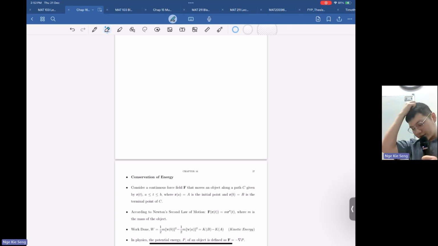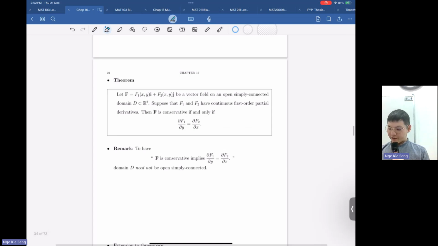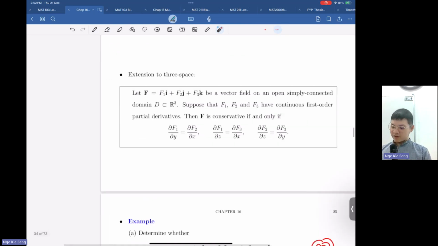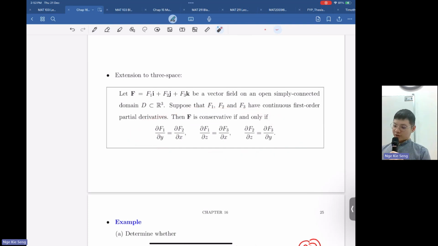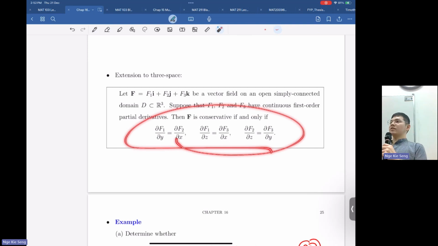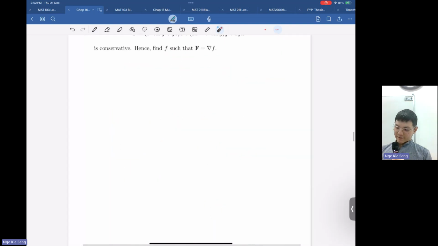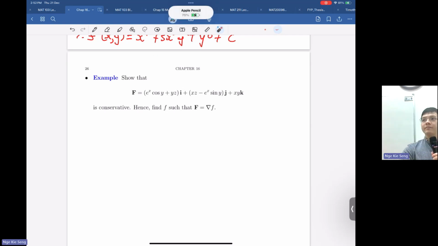So what I want to say is, if you want to check whether a vector field is conservative, for two dimensions you just need to check one equation. For 3-dimensional, you need to check 3 equations. For higher dimensions, you should check more, but we don't care. We only care about R3. There's one exercise on R3 you can try. Okay or not?